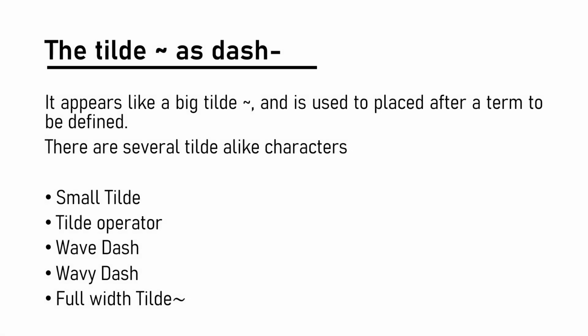The tilde is also a type of dash, different from the normal tilde. It appears like a big tilde and is placed after a term to be defined. Means when you are defining a term, you can put this dash and define it. Other tilde-like characters are the small tilde, tilde operator, wave dash, wavy dash, and full width tilde.